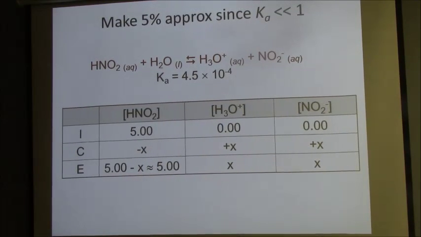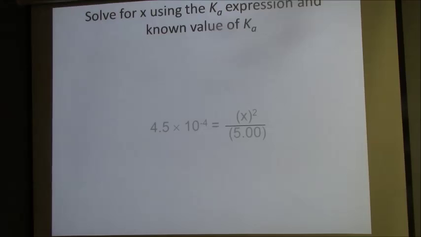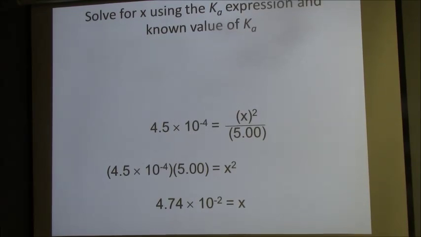We're going to make the 5% approximation because Ka is much, much less than 1 here. This is reactant favored, so we're not going to assume that this concentration is going to change very much. We're just going to plug in 5 here, X, and then X. Now we plug these into our Ka expression. Ka is equal to H3O+ times NO2- over HNO2. So this is X, so that becomes X squared. This is 5, because we're using the 5% approximation. And this Ka we were given in the problem. Now we just do some rearranging, multiply both sides by 5, take the square root. There's my value of X.